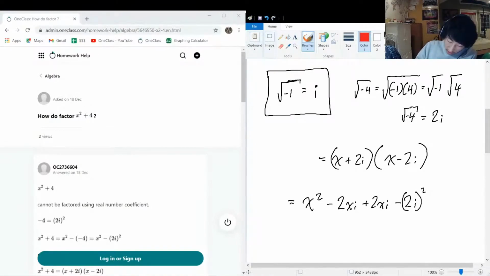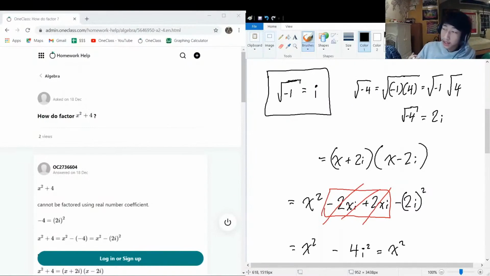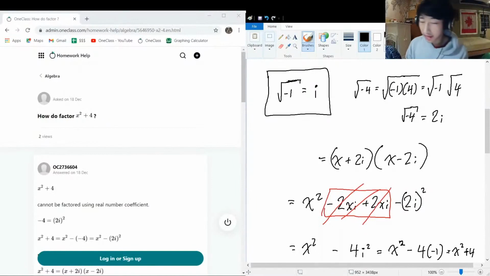So as before, you see that these two neutralize each other, and so here we're going to have x squared, and here, well, we're going to have minus 4 times i squared, which is equal to x squared, and keep in mind i squared is negative 1, so we can add another negative 1 term in here, minus 4 times negative 1, which is equal to x squared plus 4, because the double negative neutralizes each other into a positive. Okay, and we can see that we got exactly back to where we started. So this is the proper factorization here.